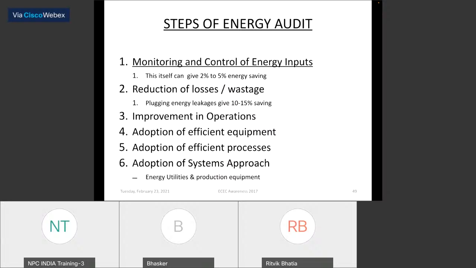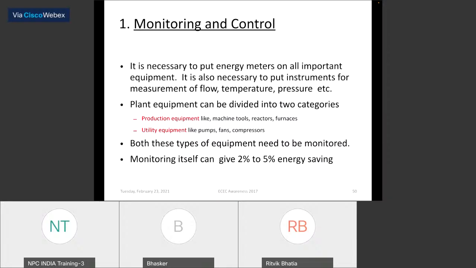Energy utility and production equipment is also required to be understood first of all. So monitoring and control, if we can take, it is necessary to put energy meters on all important equipment, and it is also necessary to put instruments for the measurement of flow, temperature, and pressure. I have seen in many industries there is no measurement available. Even an ampere meter is not there on the panels. So this is not giving you the idea what they are actually using.